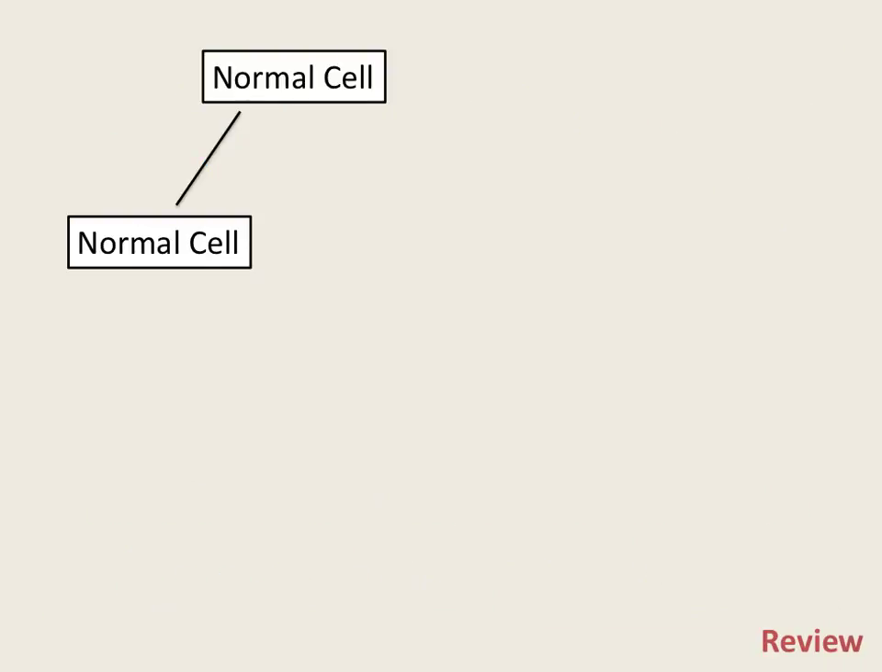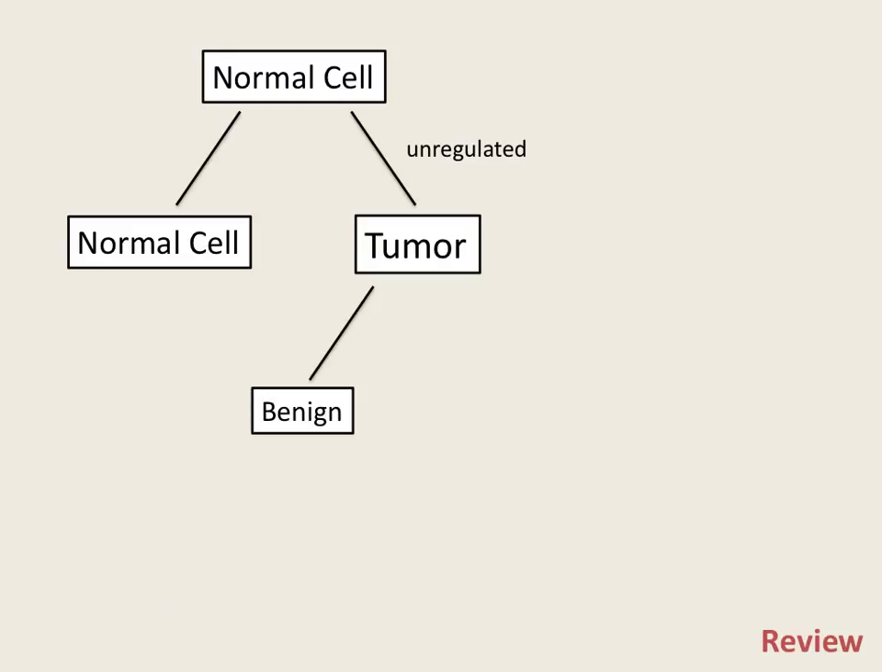So, normal cells beget normal cells. Now, sometimes normal cells result in a tumor where these cells are unregulated. Doesn't mean it's cancer. Could be, could not be. If it doesn't invade other cells, it's benign. Benign tumors can be dangerous. They can kill you, but certainly not the sort of danger that normally is imposed on the body by cancer.